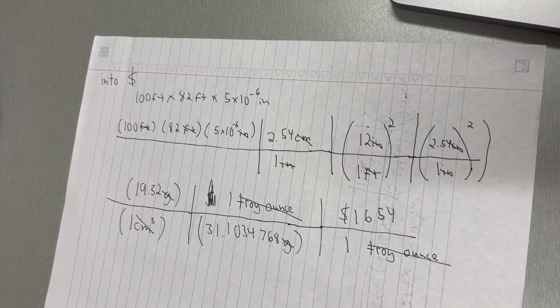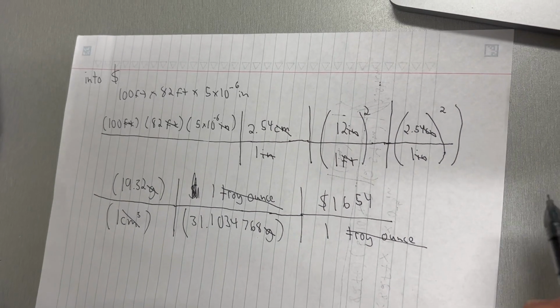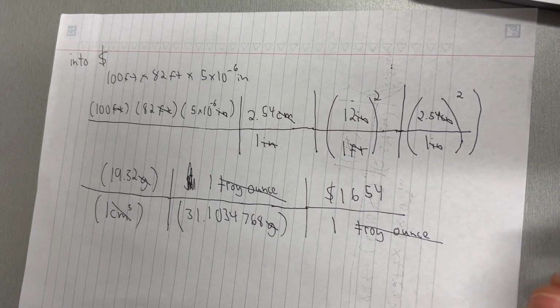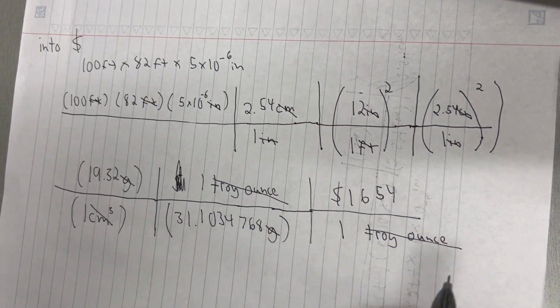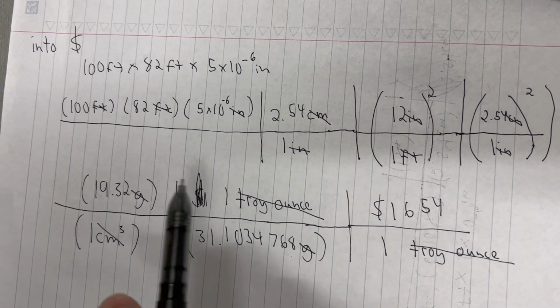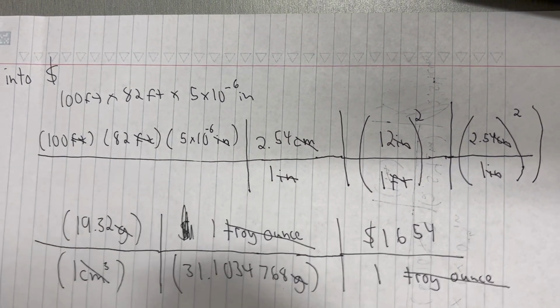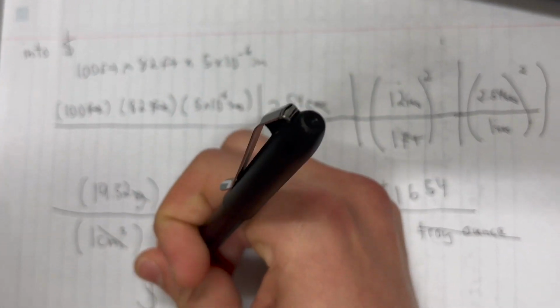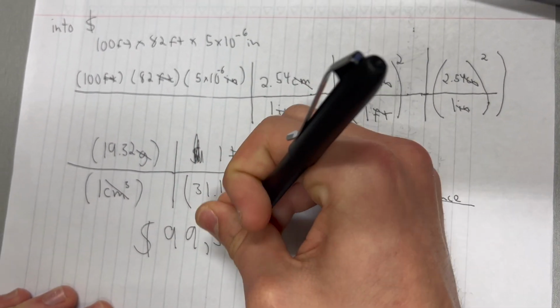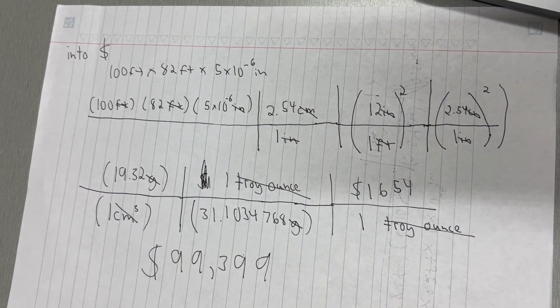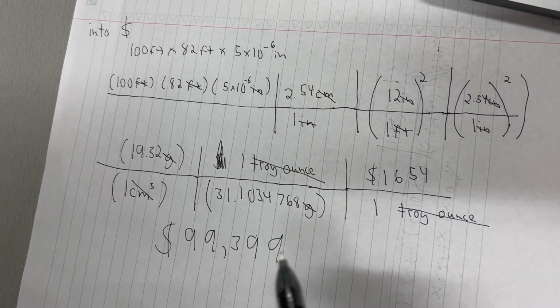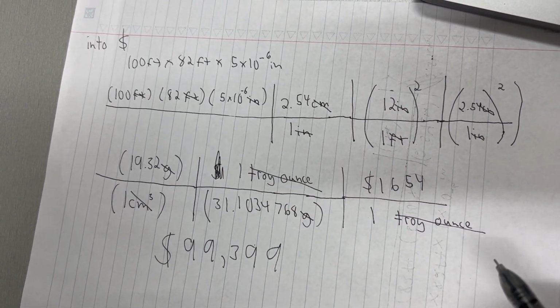Here at the top, we're going into dollars. This is perfect. So now, if you multiply everything across the top and then divide by the bottom, which is pretty easy because the only thing you divide by on the bottom is the 31 point blah, blah, blah. We're given some long number, 99,399. So that's a big number. That's your number.